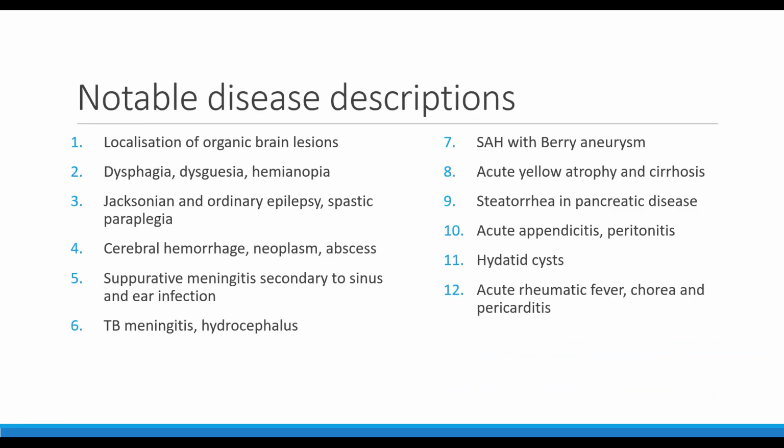Apart from this, among other notable disease descriptions, he published extensively in the Guy's Hospital Reports. He also studied and described the localization of organic brain lesions. He described dysphagia, dysgeusia, and hemianopia, cerebral hemorrhage and abscesses, suppurative meningitis secondary to ear and sinus infections. He described TB meningitis, SAH with berry aneurysms. He also found that steatorrhea was seen in patients with pancreatic disease. Patients with pancreatic disease also had glucosuria, hydatid cysts, etc.